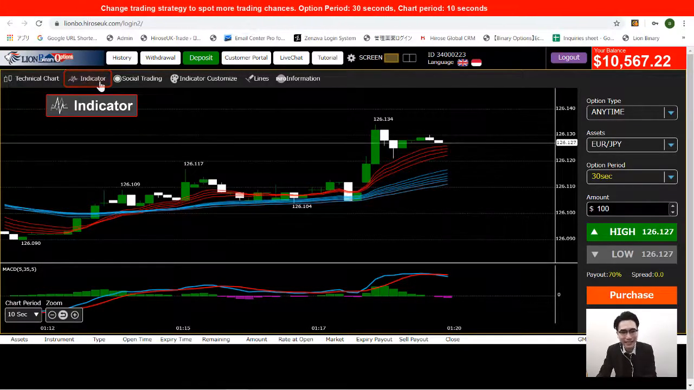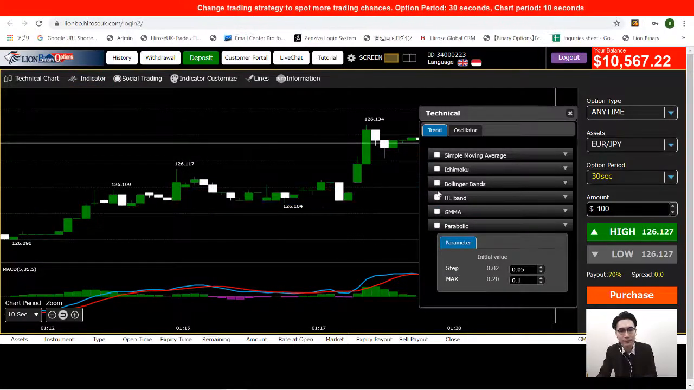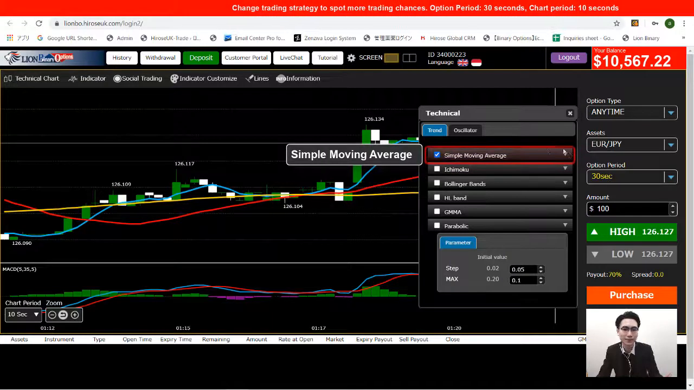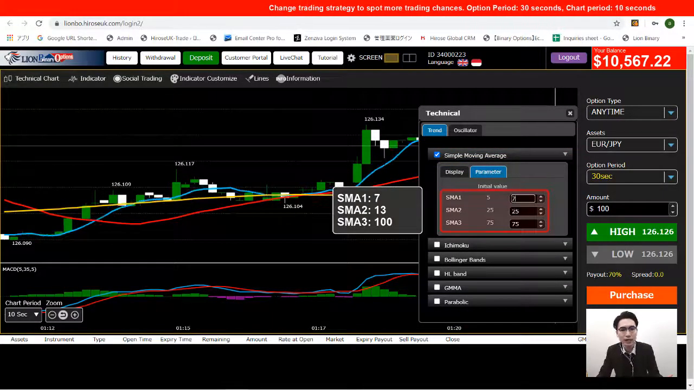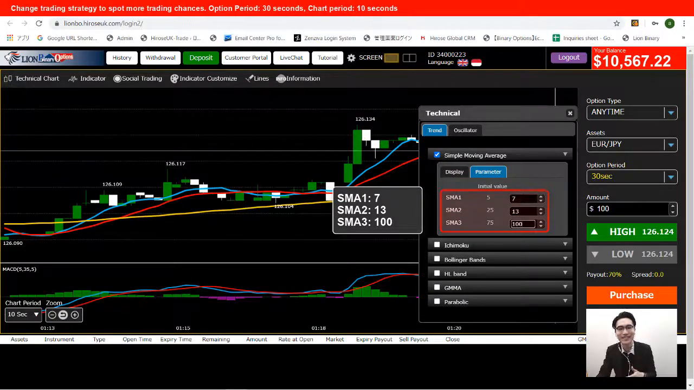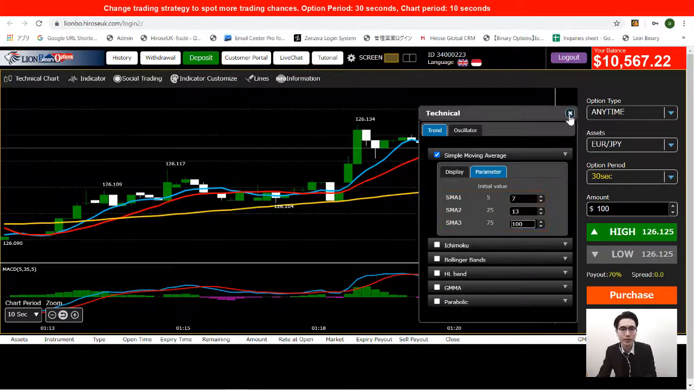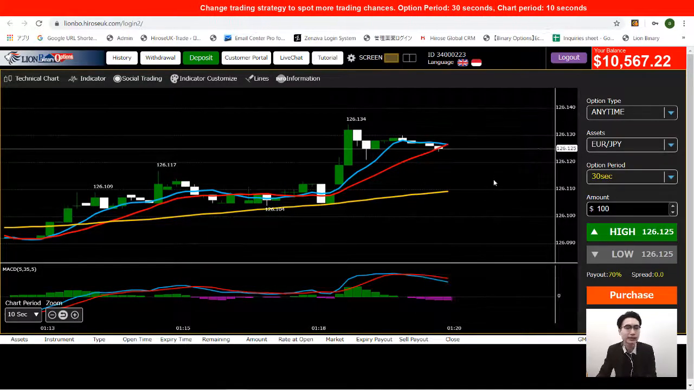Go to indicator again. Now I deselect the GMMA, then I will select the simple moving average and open the drop down. The parameters here are 7, 13, and 100. Now that's all set, and then we can close this indicators window. We will use this strategy to spot more chances. Okay, close it.